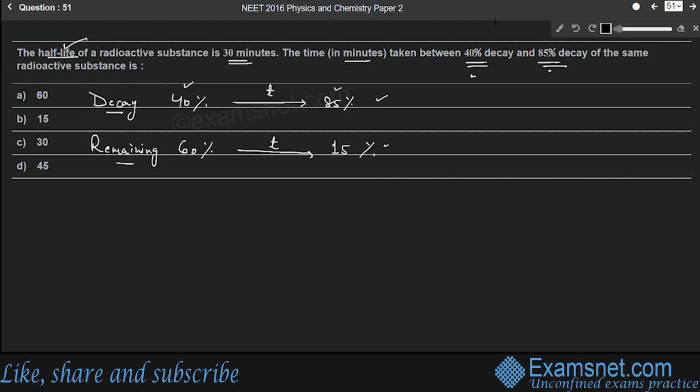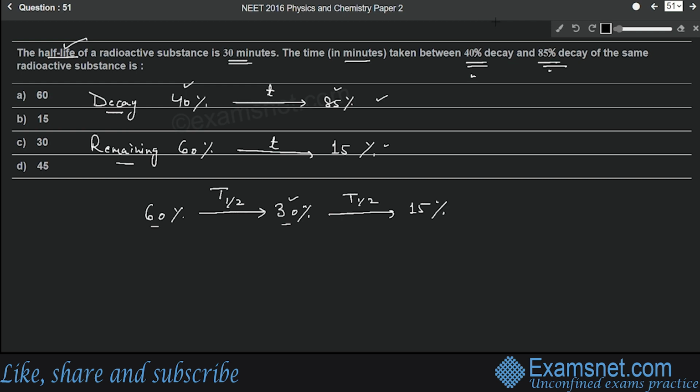So here 60% will first decay and how much will remain? 30% after one half life. Because we know that in one half life half of the substance, half of the nuclei get decayed. So 30% will be decayed and 30% will remain. Again after one half life, how much will remain? 30. So out of 30, 15 will decay and 15 will remain.